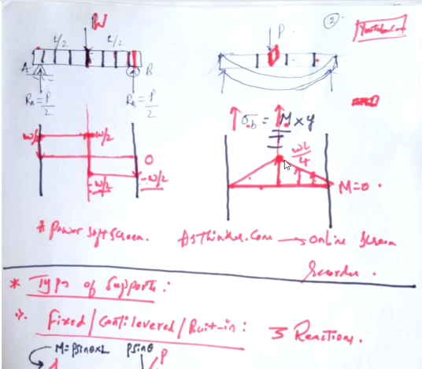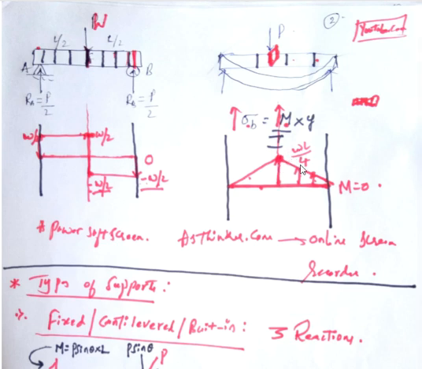It is varying linearly and the graph value is increasing as we move towards the center, and at the center it is maximum. Then again from this end, as we go towards the center, the value of bending moment is increasing. Since it is represented above this zero line, the bending moment is positive.